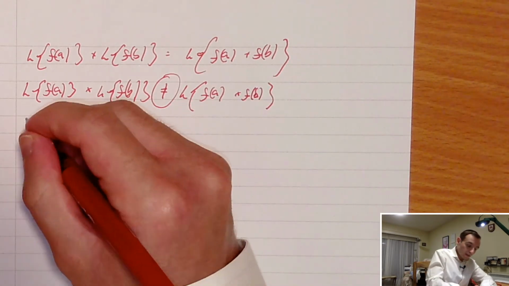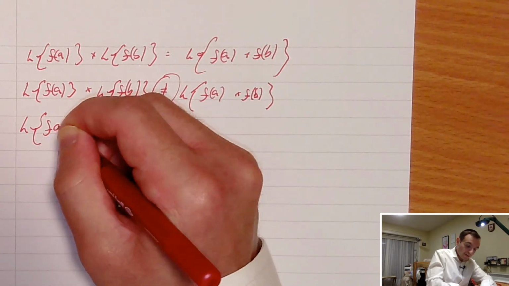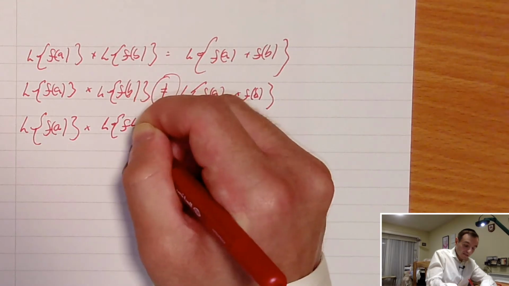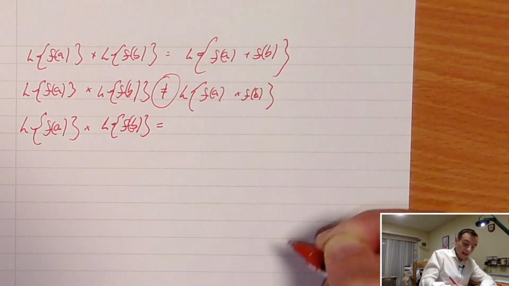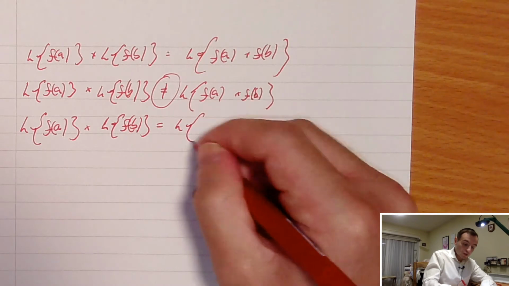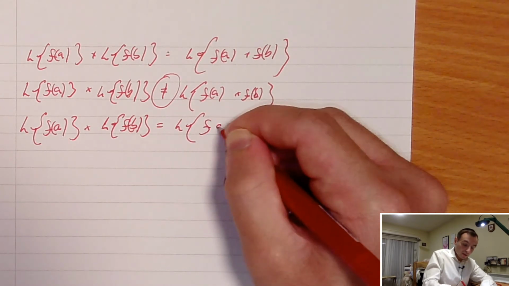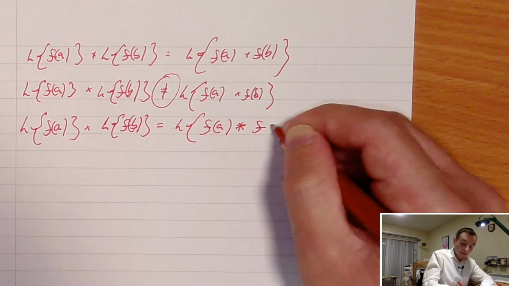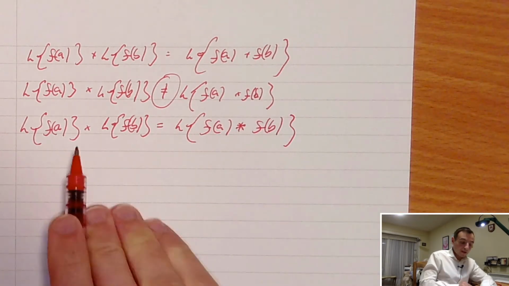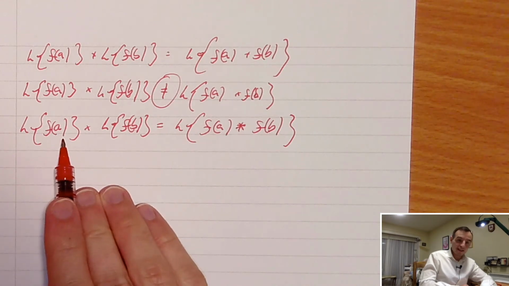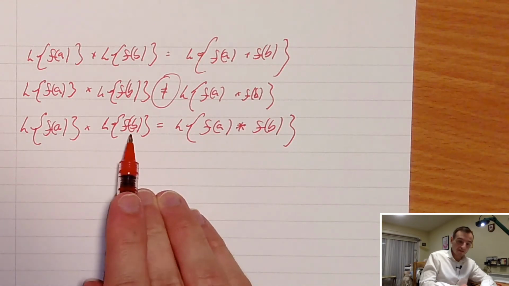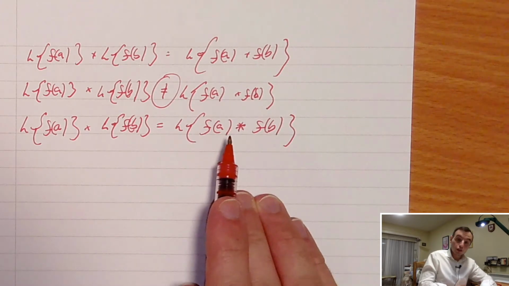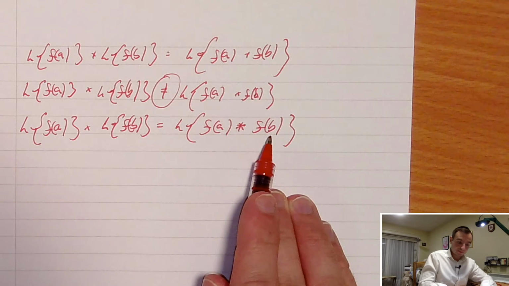Rather, the Laplace transform of f of a times the Laplace transform of f of b actually equals the Laplace transform of f of a star, or asterisk, f of b. So that's saying that the Laplace transform of f of a times the Laplace transform of f of b actually equals the Laplace transform of the convolution of f of a and f of b.